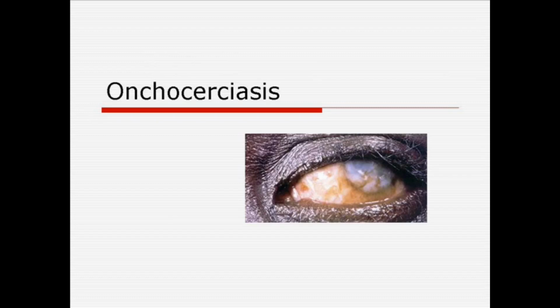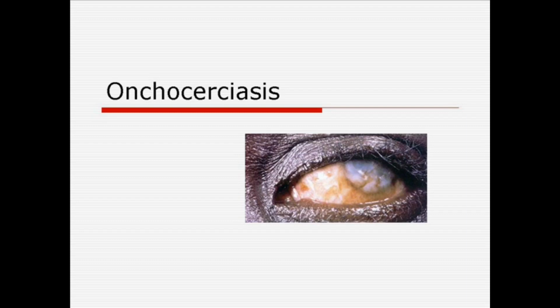Onchocerciasis, also known as river blindness and Robles disease, is a parasitic disease caused by infection by Onchocerca volvulus, a nematode roundworm. Onchocerciasis is the world's second leading infectious cause of blindness. The parasite is transmitted to humans through the bite of a black fly of the genus Simulium.